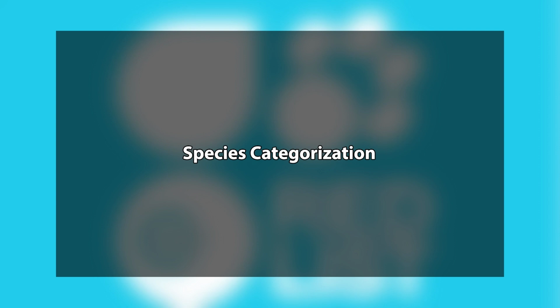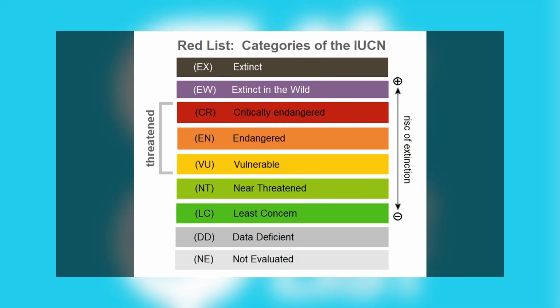Some key features of the Red Data Book are: first, we have species categorization. Species listed in the Red Data Book are categorized based on their risk of extinction. The categories typically include extinct, that is, species that no longer exist. Then we have extinct in the wild, species that only survive in captivity or outside their natural habitat. Then we have critically endangered, species that face an extremely high risk of extinction in the wild.